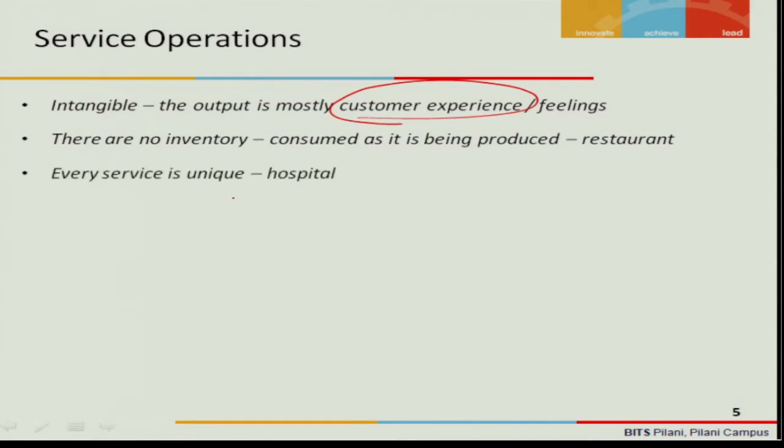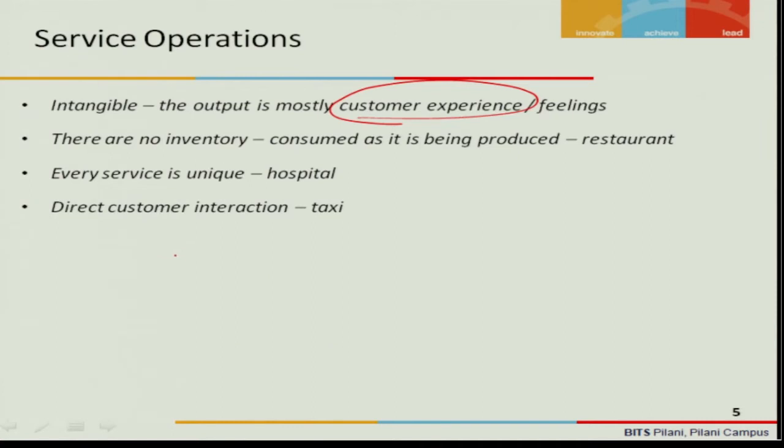Every service is unique, be it a restaurant or be it a hospital. When a patient visits a hospital, he undergoes all the tests, and after the diagnosis, the treatment prescribed to him is very unique, and it is just concerning that patient. So in the service operations, every service is unique, be it a salon, be it a restaurant, whatever it is, the service is unique.